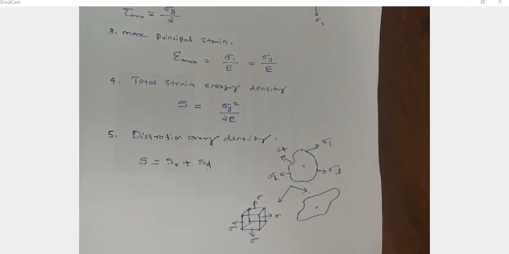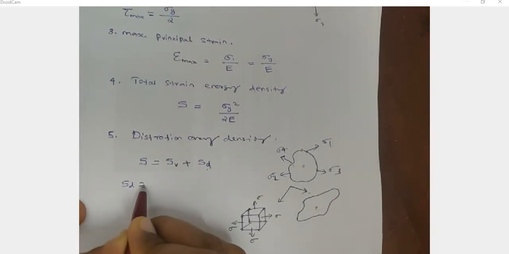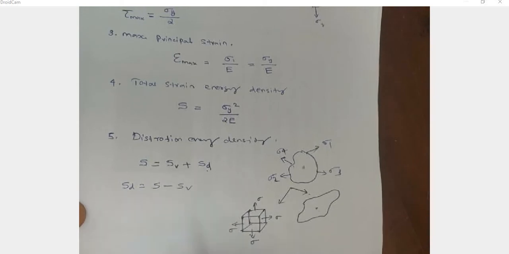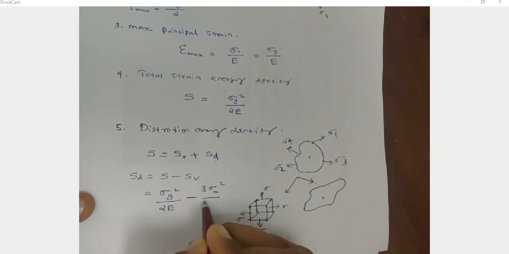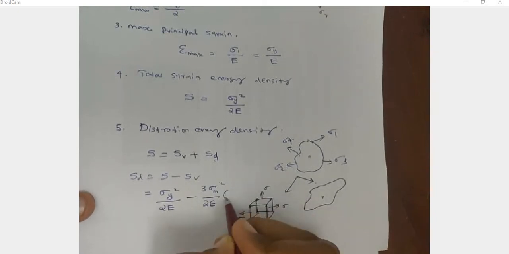Because there is no change in volume under the external stress, the shape will change. So this total strain energy can be divided into volumetric strain energy plus distortion strain energy. From this we can say SD, the distortion strain energy, is equal to total strain energy minus volumetric strain energy. We know the equation of total strain energy, sigma y square by 2E, minus 3 into sigma m square by 2E into (1 minus 2 mu).